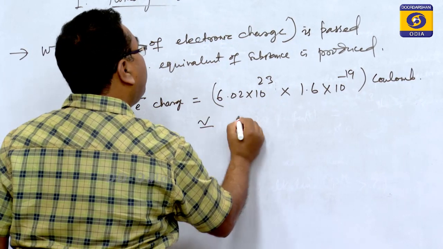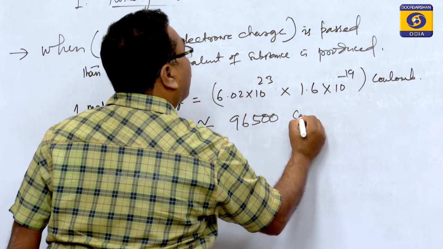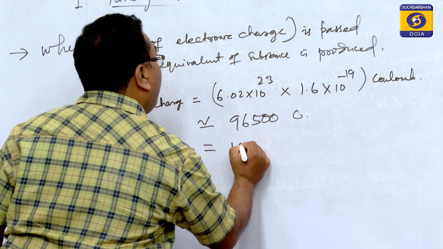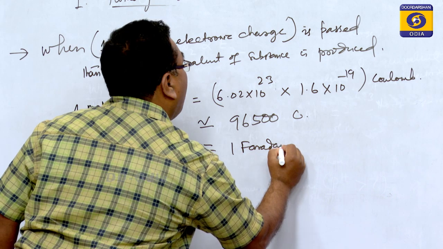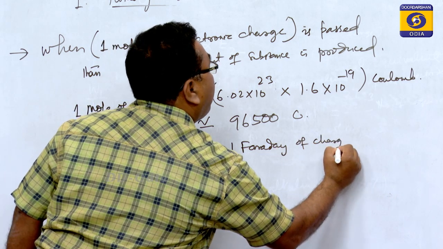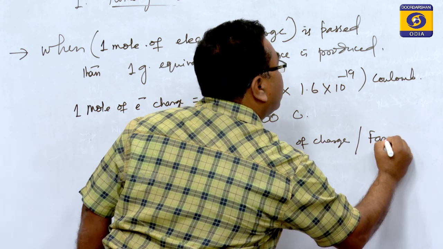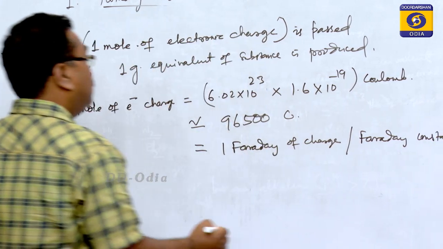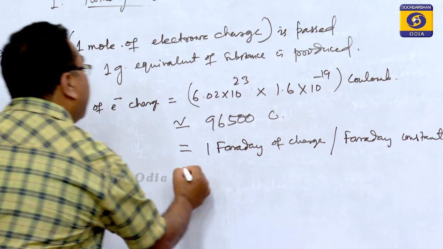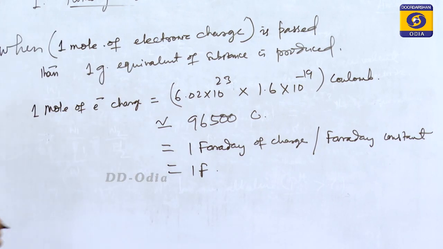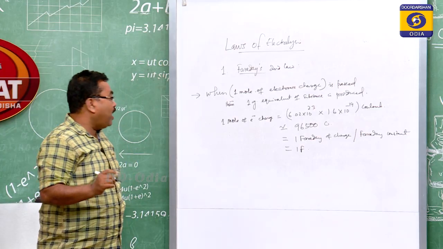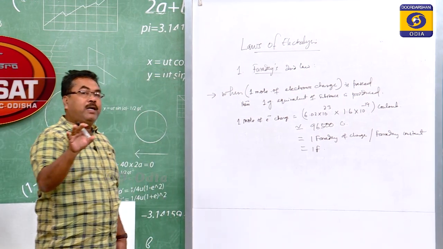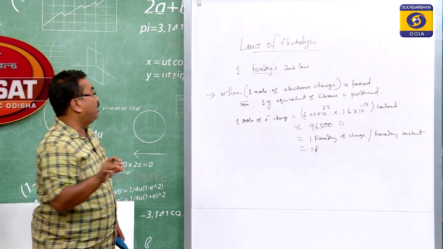This is approximately equal to 96,500 coulomb, C stands for coulomb, and this is called 1 Faraday of charge, or we call it Faraday constant. Very simply it is written as 1F. So, when 1 Faraday of charge is passed through any electrolytic solution, we will find that it will produce 1 gram equivalent of the substance.